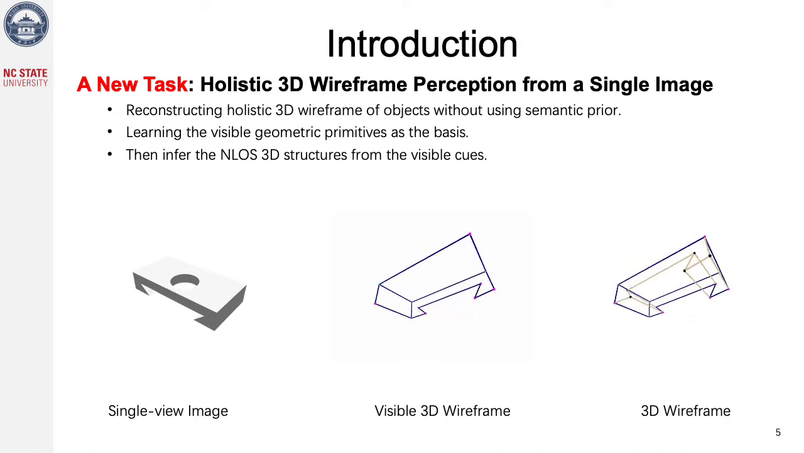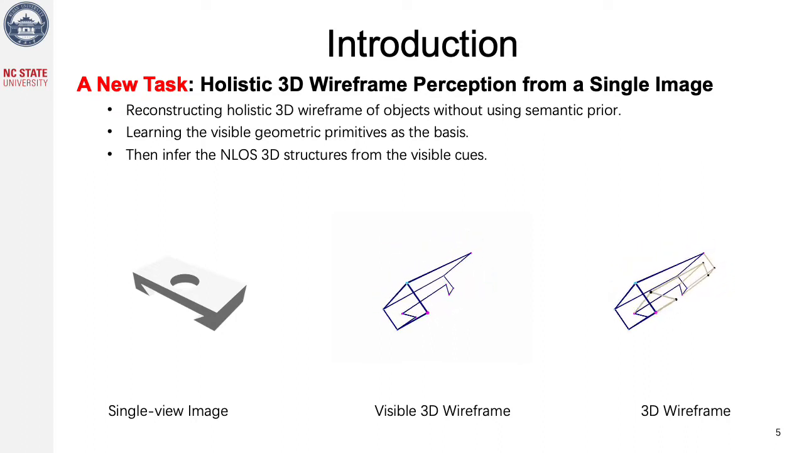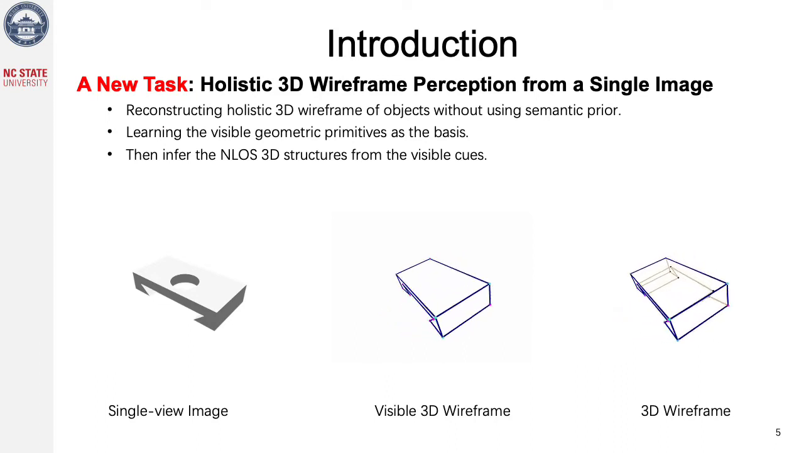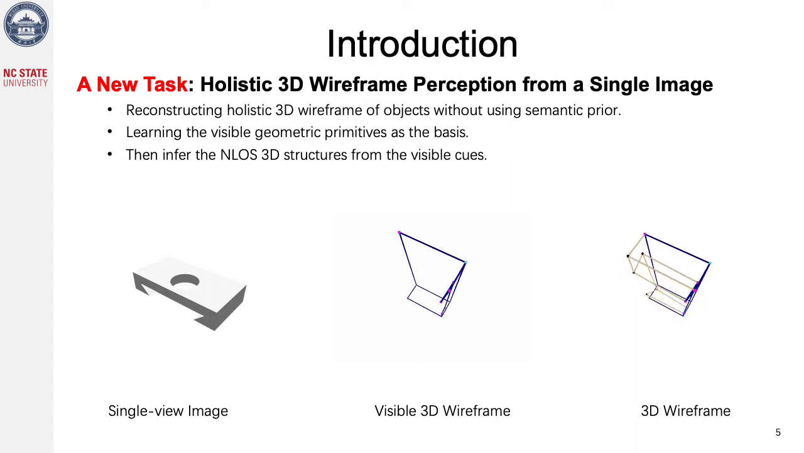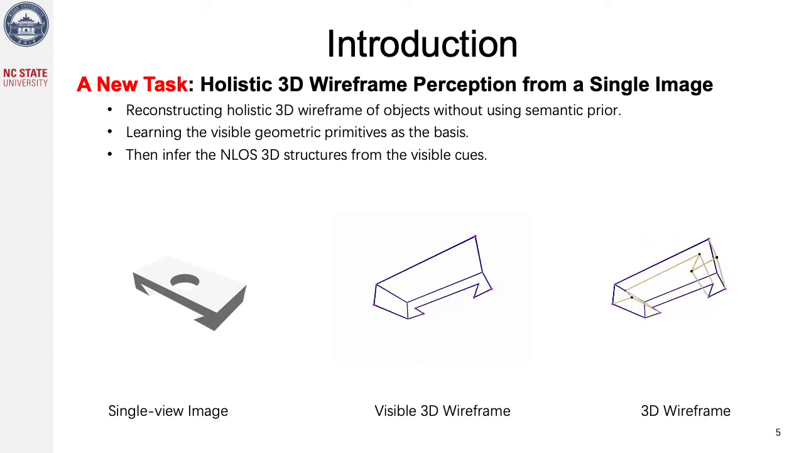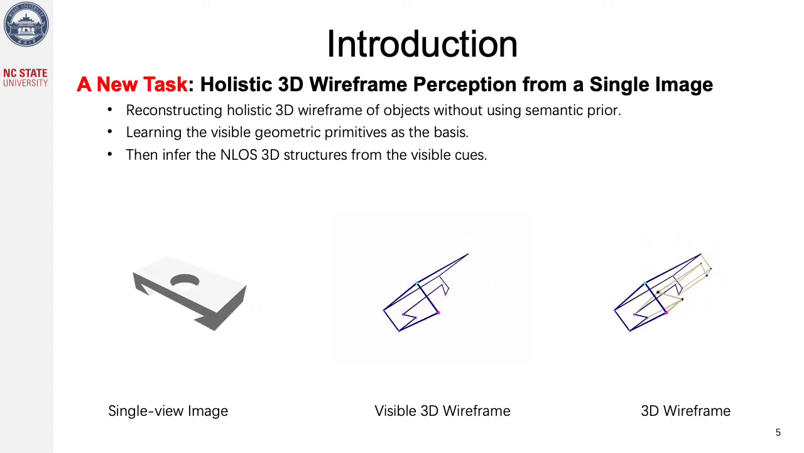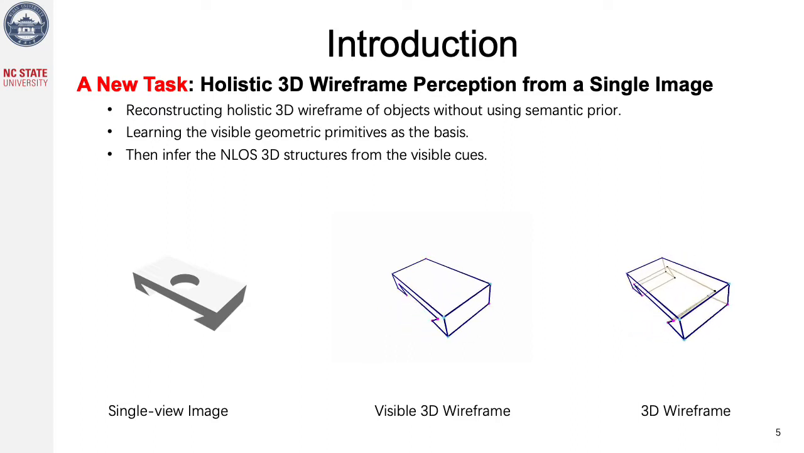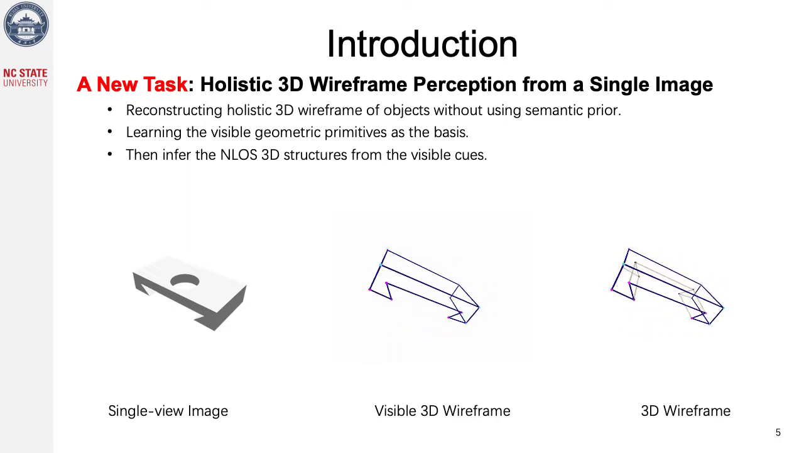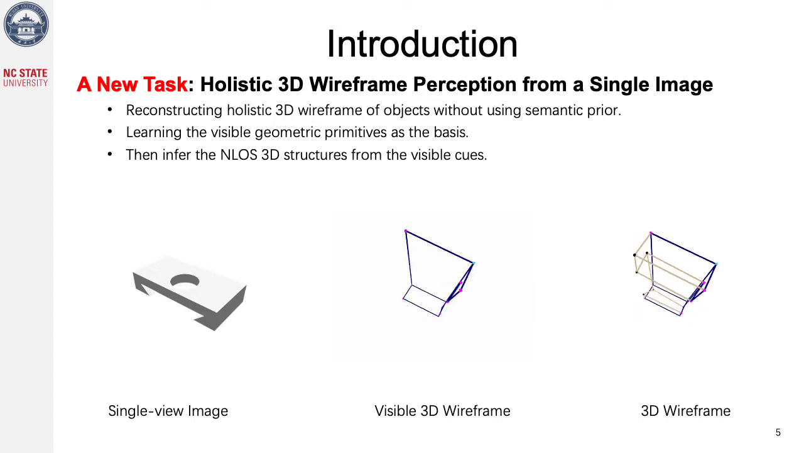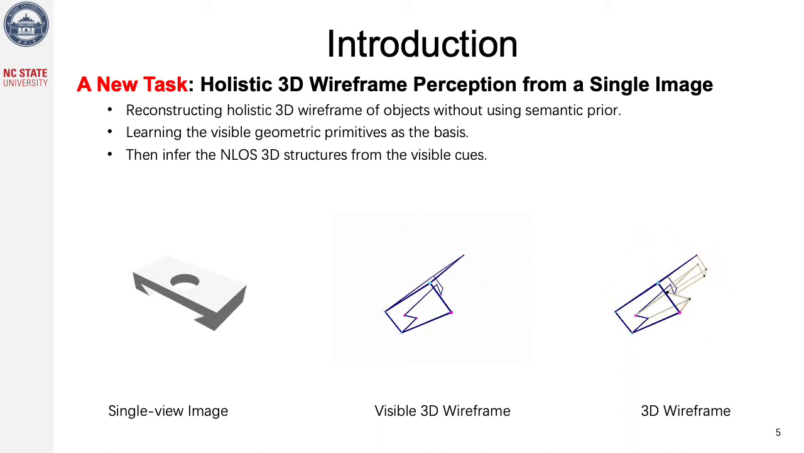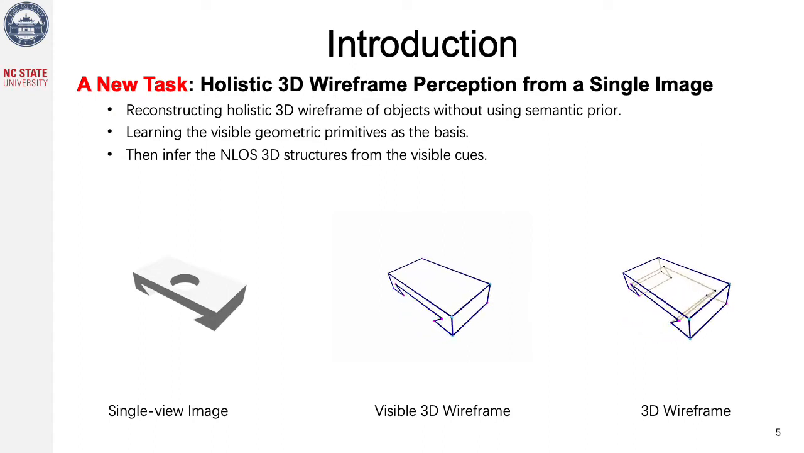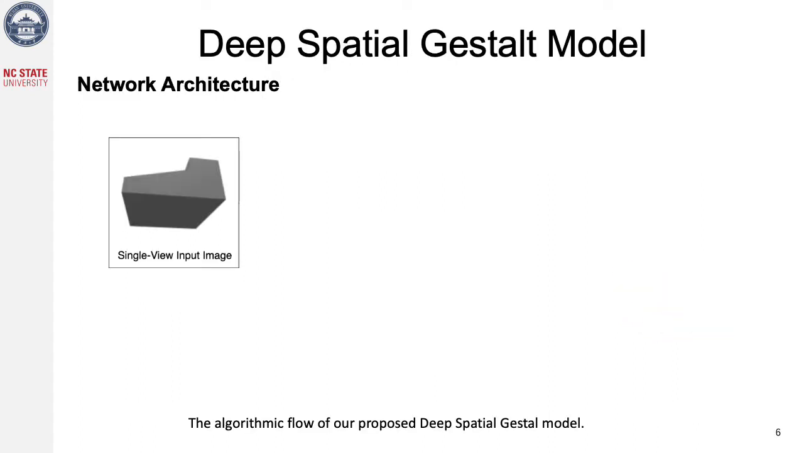Humans have the strong power to infer the invisible parts from the visible cues via geometric reasoning without prior knowledge about the object. We term that hierarchical perception process the Gestalt principles of the human vision system. Thus we aim to find a method that mimics the Gestalt principles, first detecting the visible wireframe as a basis, then inferring the invisible 3D structures from the visible cues, and finally achieving the goal of HoW-3D. We propose the Deep Spatial Gestalt model for the task of HoW-3D.